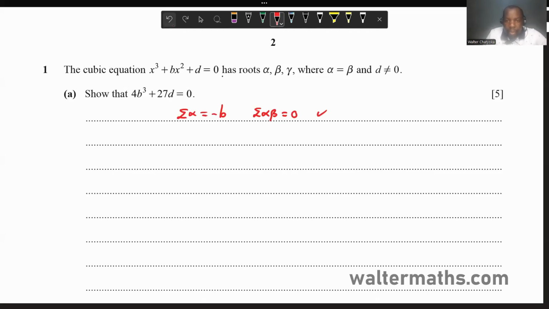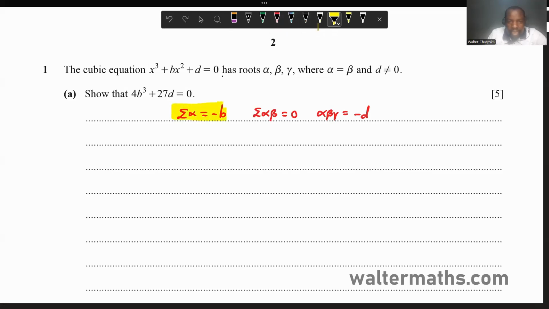Then the product of roots, alpha, beta, gamma, for this equation should be minus d over the coefficient of x cubed. So it's basically minus d. So we now have these three important things that we're going to need. All right. Now, let us make use of this information.